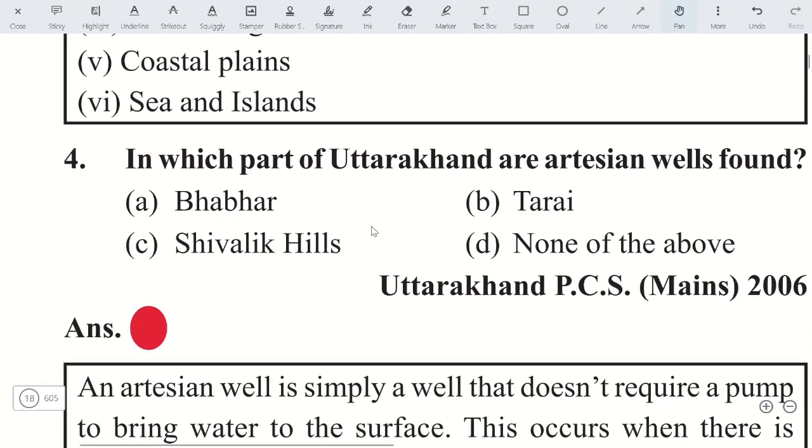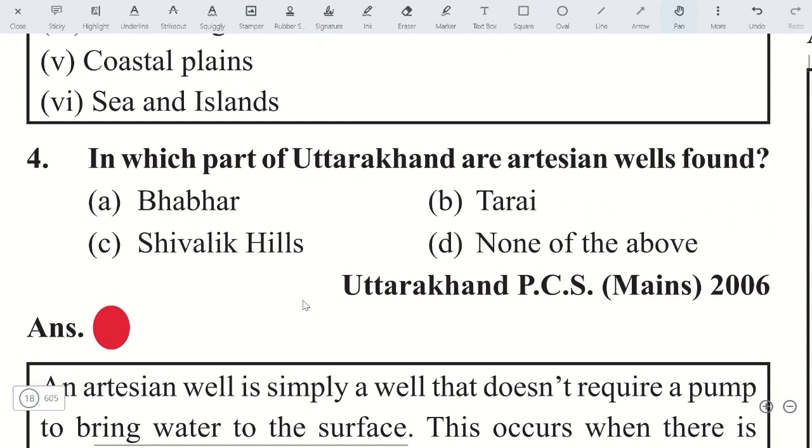This is our fourth question. In which part of Uttarakhand are artesian wells found? What are these artesian wells? Below the Earth's surface, there is an aquifer in which groundwater is found. If the pressure of this aquifer is very high, then this groundwater comes out through the Earth's surface. This type of well is called an artesian well, and it is found in the Tarai region.